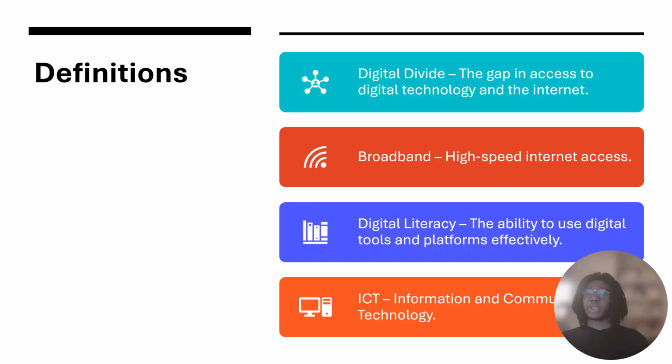Definitions. Here are a few key terms. The digital divide means unequal access to technology. Broadband is fast, always on internet. Digital literacy is knowing how to use digital tools effectively. And ICT, or information and communication technology, includes things like phones, computers, and internet services. These aren't just terms, they describe essential parts of modern living.